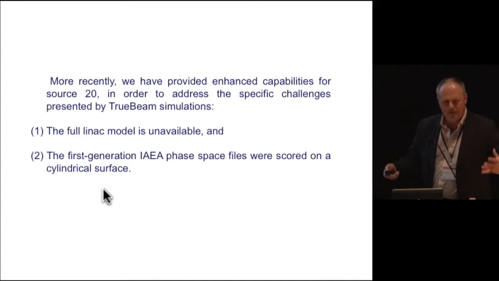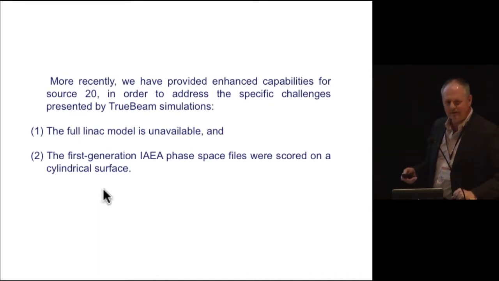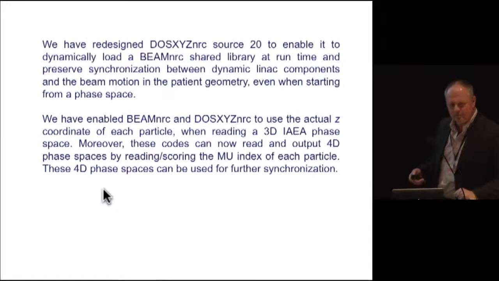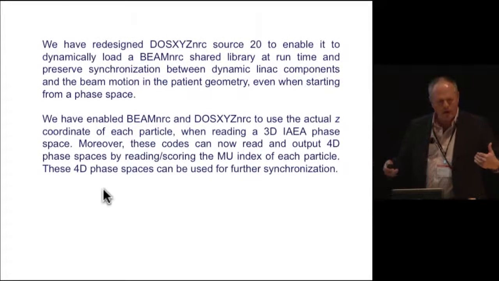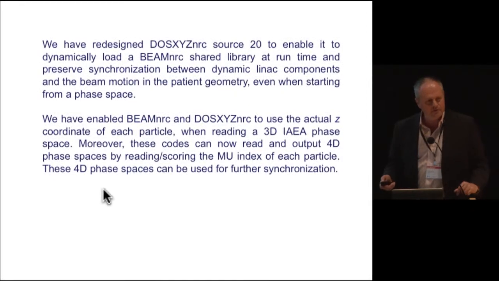He was a leader of a whole movement in which we tried to talk to Varian about how it would be important and useful for us to have access to this model. But at the same time, we thought that there's stuff to do on our end, on the Monte Carlo end, and indeed, we have redesigned Source 20 to enable it to dynamically load a beam library at runtime and preserve synchronization, even when starting from a phase space.